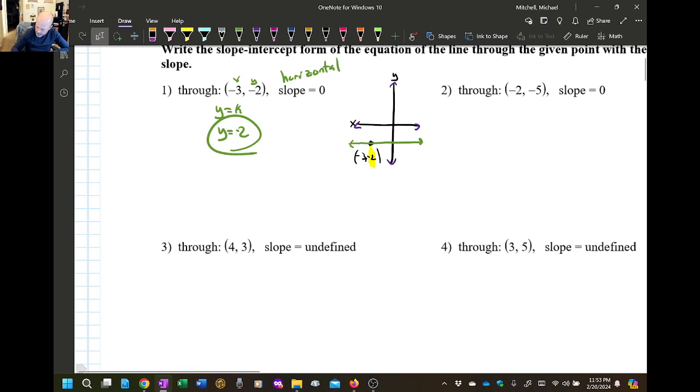Okay, on to number 3. This time, if you notice, we have an undefined slope. That means we have a vertical line. So if I go to this graph up here, 4, 3, something right about there. I know it's past that little arrow. We can extend that a little bit. Okay, so that line would be looking something like this.